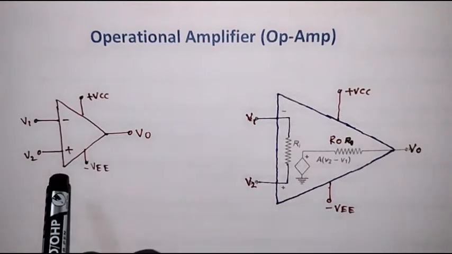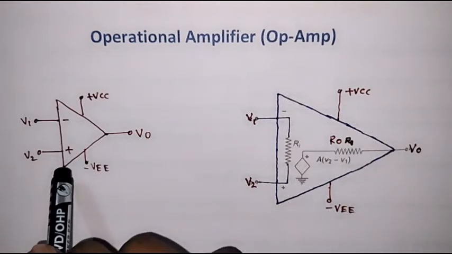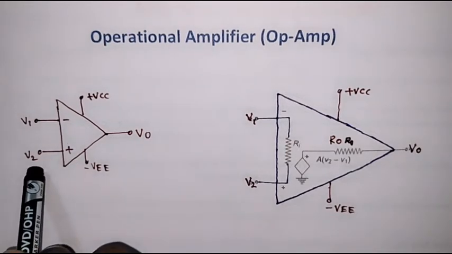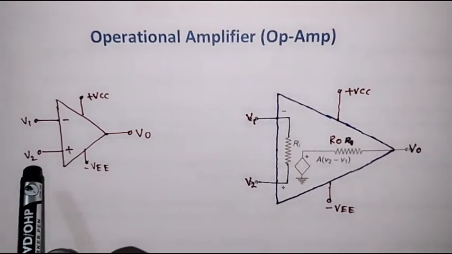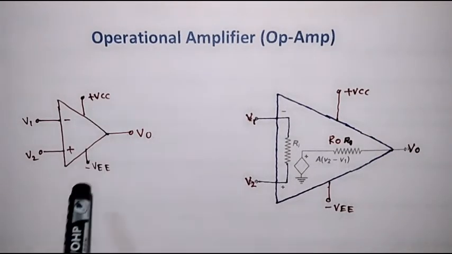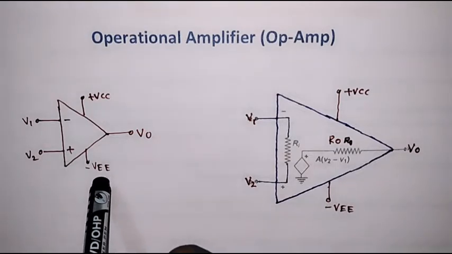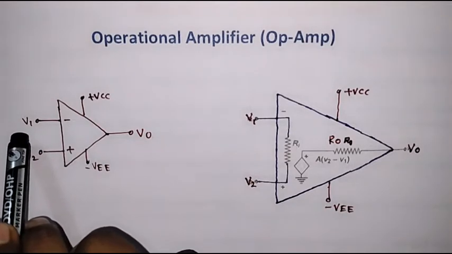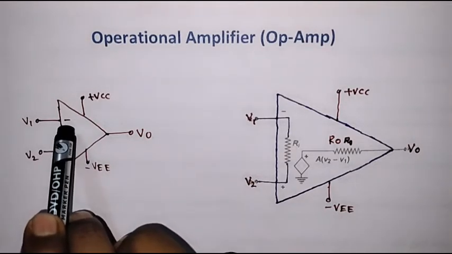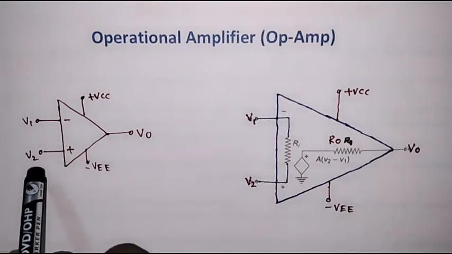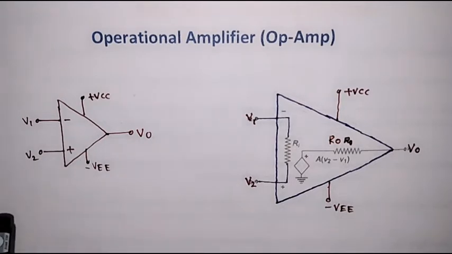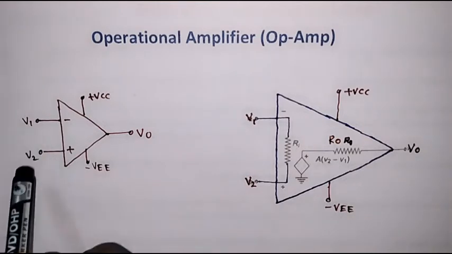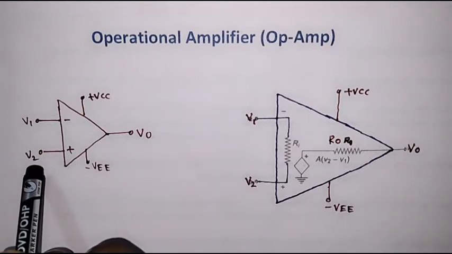Op amp is represented by this symbol. Here we can find two inputs, that is V1 and V2, and it has two supply voltages. One is called plus VCC, another one is called minus VEE, and we have one output, that is VO. Here we can observe the input V1 is connected to the negative terminal and the input V2 is connected to the positive terminal. That is, here input V1 is known as inverting input and V2 is known as non-inverting input.